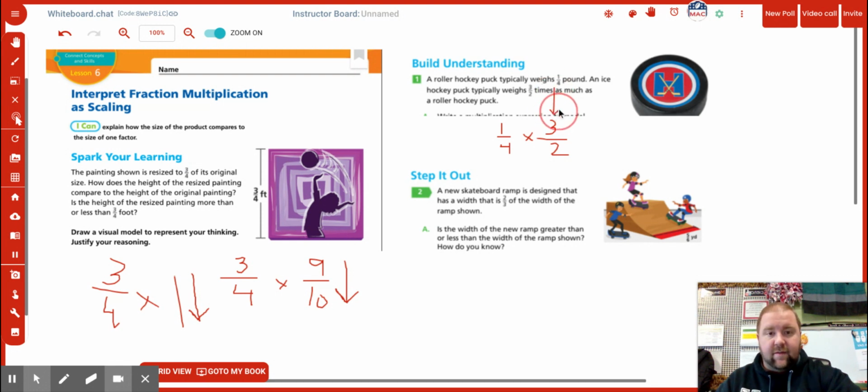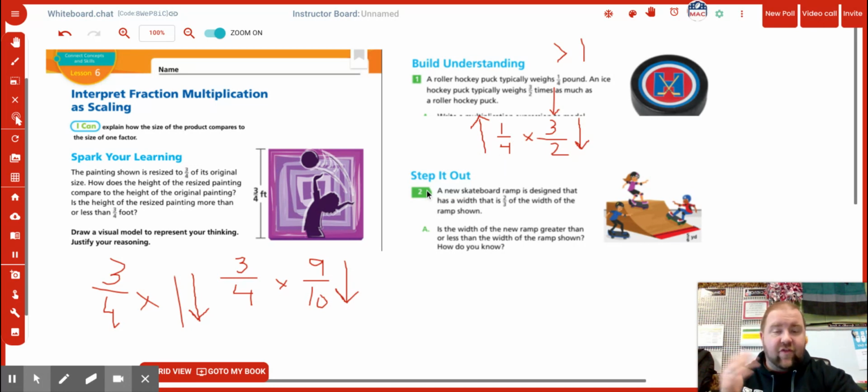Now, this is an improper fraction. We know that improper fractions are greater than 1. So we're multiplying 1/4 by a number greater than 1. So I know that my answer is going to have to be greater than 1/4, because we're taking 1/4 and multiplying it by a number greater than 1. I also know that the answer has to be less than 3/2, because I'm taking 3/2 and multiplying that by a number that is less than 1.